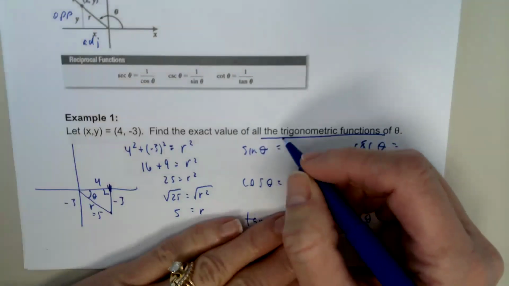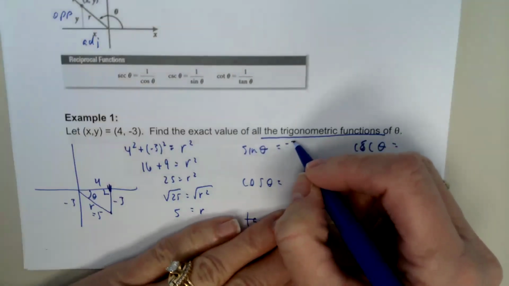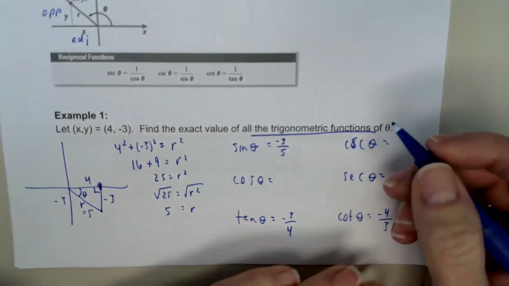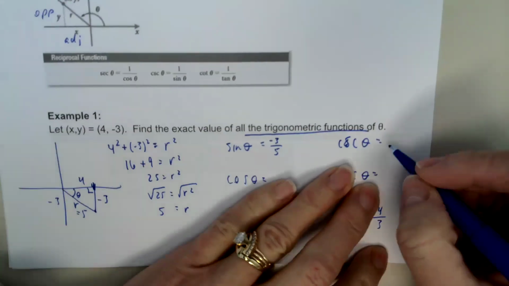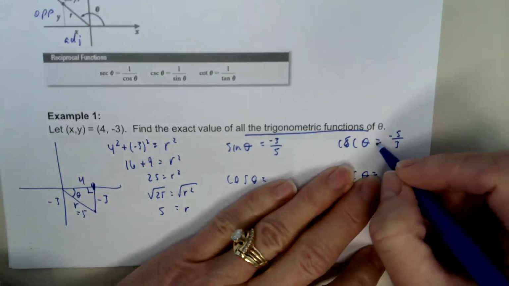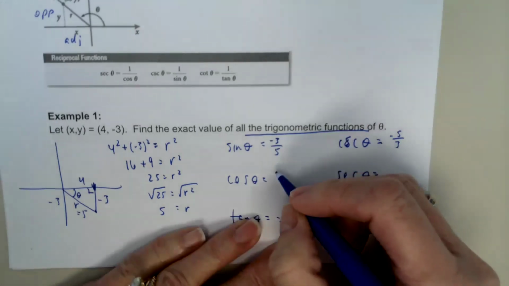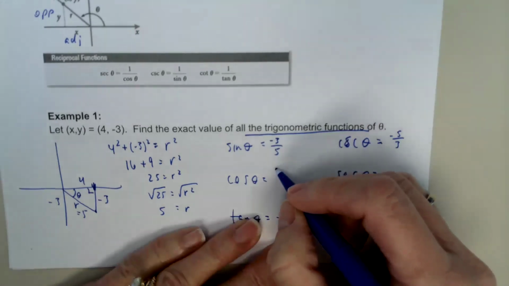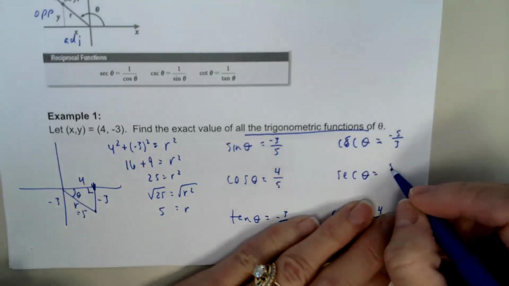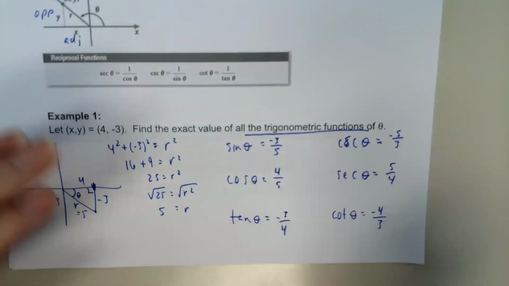So we now know that our opposite is a -3 over hypotenuse. So there's our sine. And so we know that the reciprocal, or cosecant, is going to be -5/3. And then cosine is the adjacent over the hypotenuse. So that's 4/5 positive. And secant is the reciprocal of that, or 5/4.